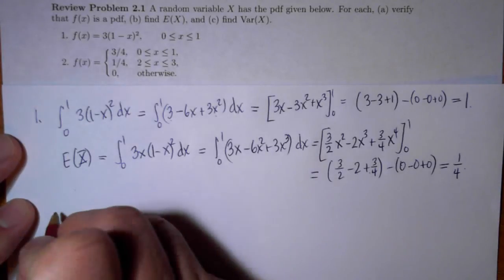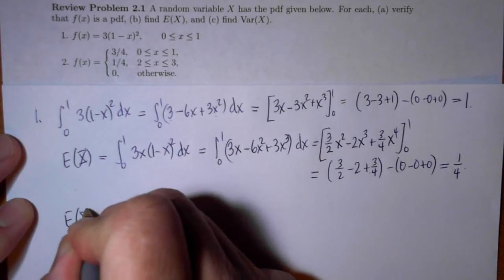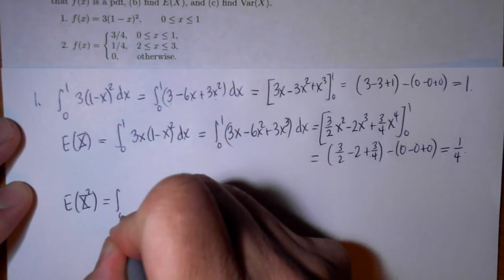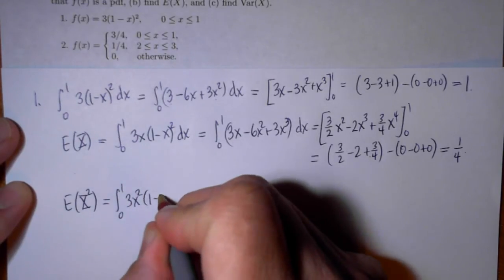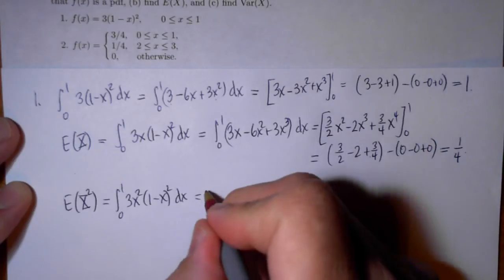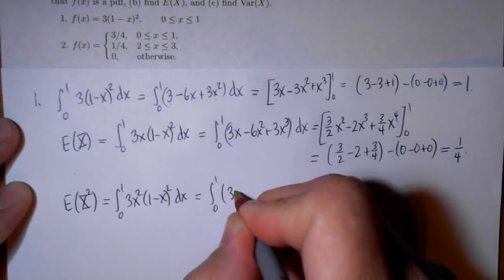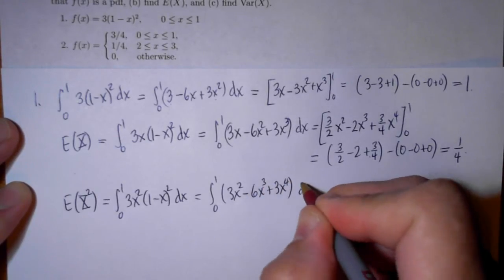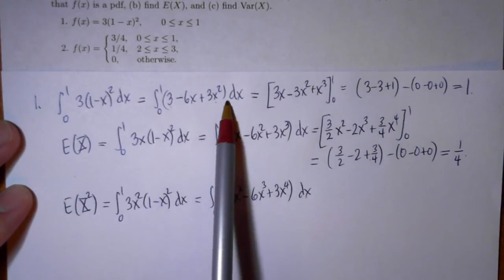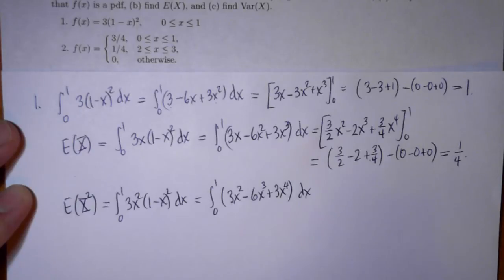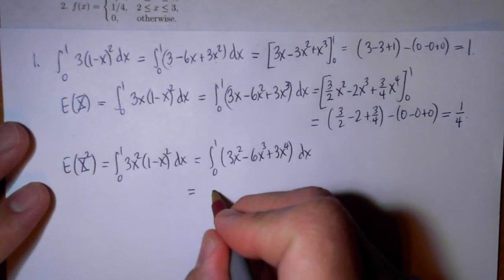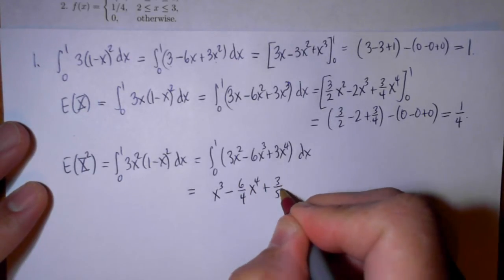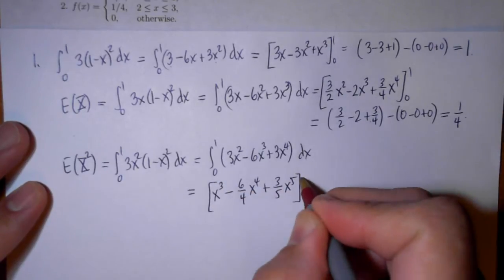Lastly, to find the variance, the first thing we do is figure out the expected value of x squared. So that'll be the integral from 0 to 1 of 3x squared times (1 minus x)^2 dx. So the integral from 0 to 1 of 3x squared minus 6x cubed plus 3x to the fourth dx. So take the original PDF and then multiply it by x squared. Doing the integral, we get x cubed minus 6/4 x to the fourth plus 3/5 x to the fifth, evaluated from 0 to 1.